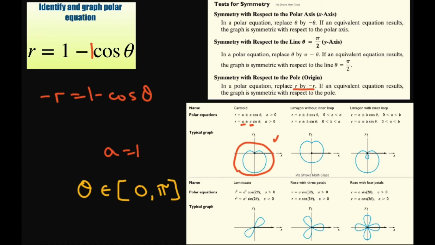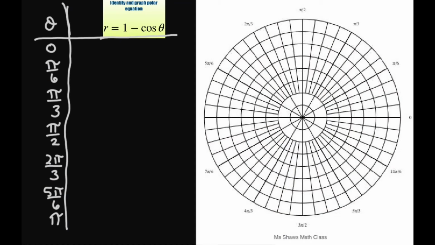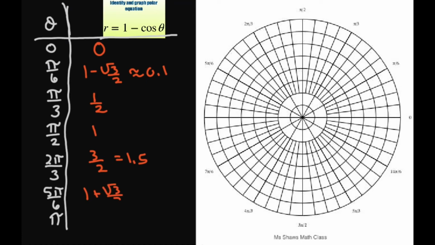All right, so let's do that. I have 0 to pi, and you just substitute in the values. At 0, you're going to get 0. At pi divided by 6, 1 minus square root of 3 divided by 2, that's approximately 0.1. At pi divided by 3, we're going to get 1/2. At pi divided by 2, we're going to get 1. At 2 pi divided by 3, it's 3/2. At 5 pi divided by 6, that's going to be 1 plus square root of 3 divided by 2, approximately 1.9. And at pi, we're going to have 2.